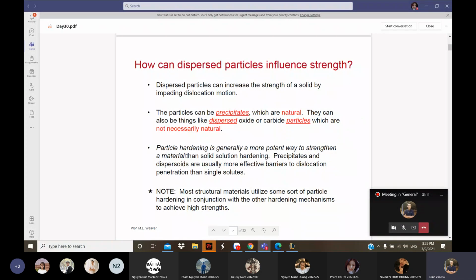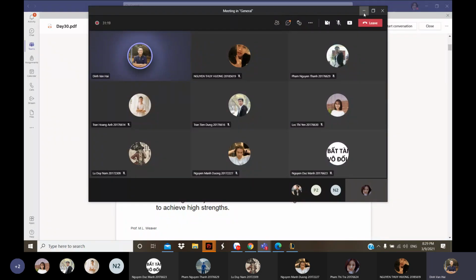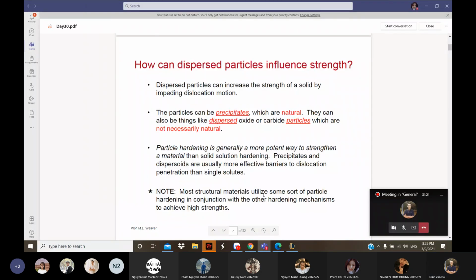So I give you like 5 minutes, just like a scan reading, to see and try to write down some key points of the method. Or like in the examination, we will have a question like this: how to improve the strength of materials by particle hardening method, kind of.